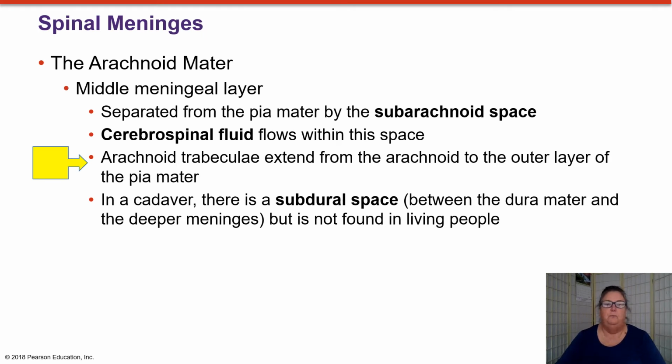Right, let's keep going with the arachnoid mater. It's the middle layer between the pia mater and the dura mater. And it's separated from the pia mater by the subarachnoid space. And inside that subarachnoid space between pia and arachnoid is the cerebrospinal fluid. We'll be talking more about cerebrospinal fluid all along as we talk about the brain.